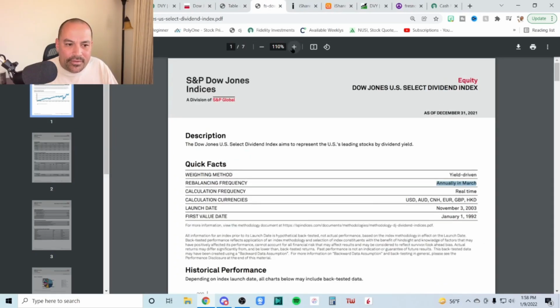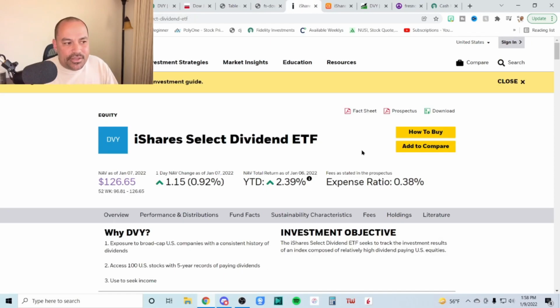Now, their weighting method, real quick, is yield driven. So basically, the highest yields are going to get the highest allocation. And they rebalance annually in March. So we're going to go over here to the iShares website and go over the overview. Ticker symbol is DVY, iShares Select Dividend ETF. Currently, as of this recording, at 126.65, expense ratio 0.38, a little on the high side.